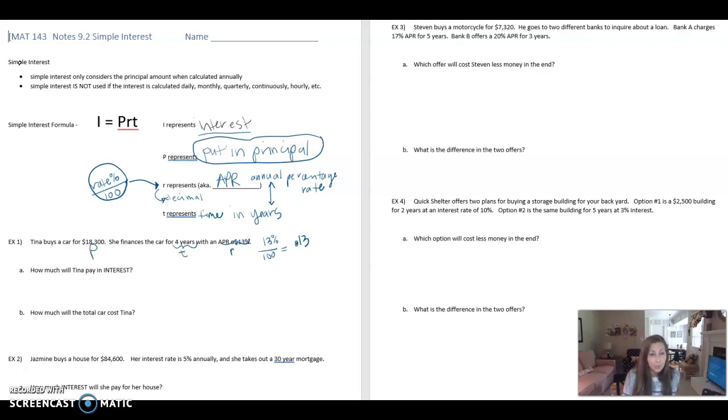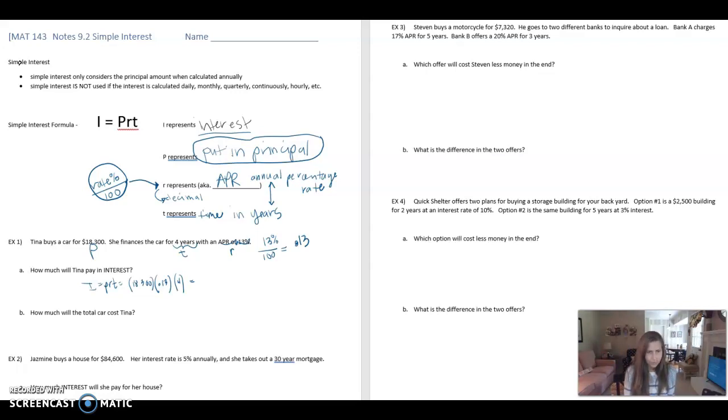How much will Tina pay in interest? So we're going to plug into our formula. I equals PRT. P is $18,300. R is 0.13, and time is 4. Now I've got my calculator, so I'm going to calculate this in real time. I don't have the answers.